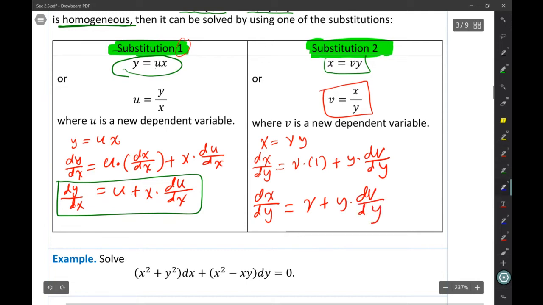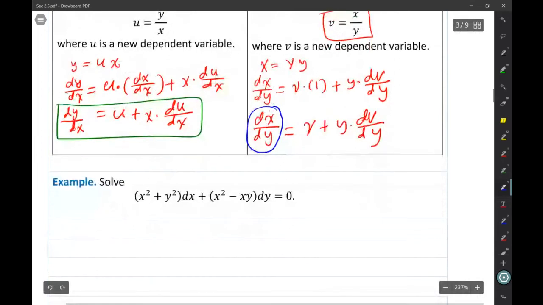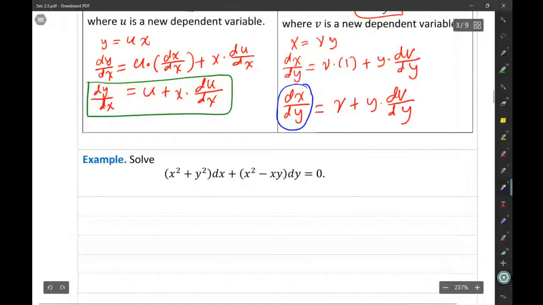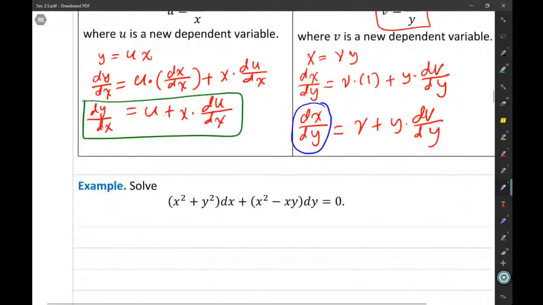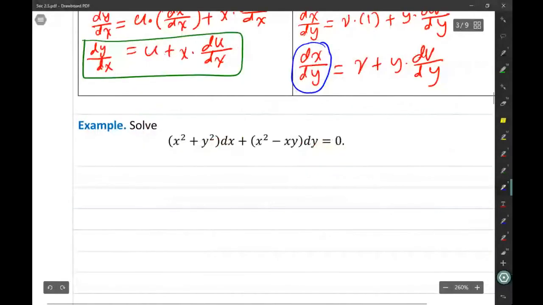But when it is clear for you now, when you assume x to be v times y, in case you have dx by dy in your differential equation. All right. Is it clear here? We will see all of these steps. We will repeat them when we solve all the examples here. So let us solve them again.